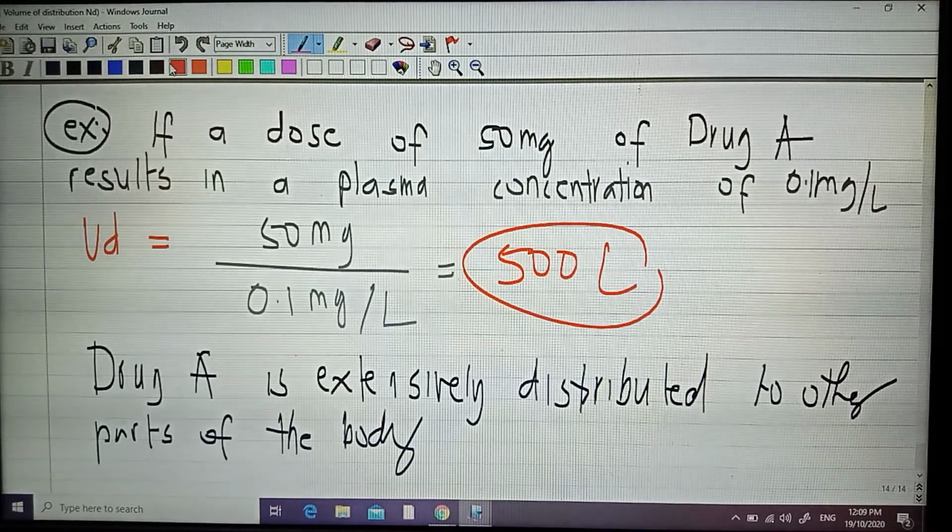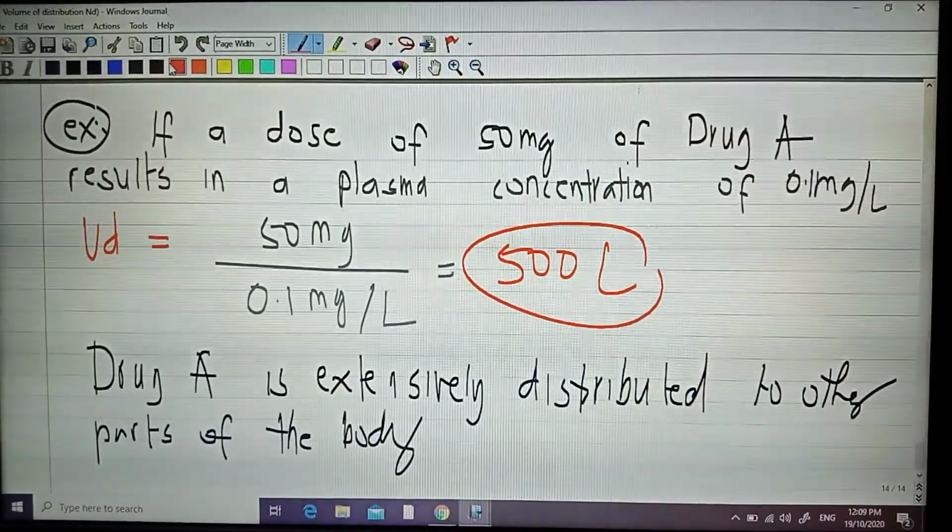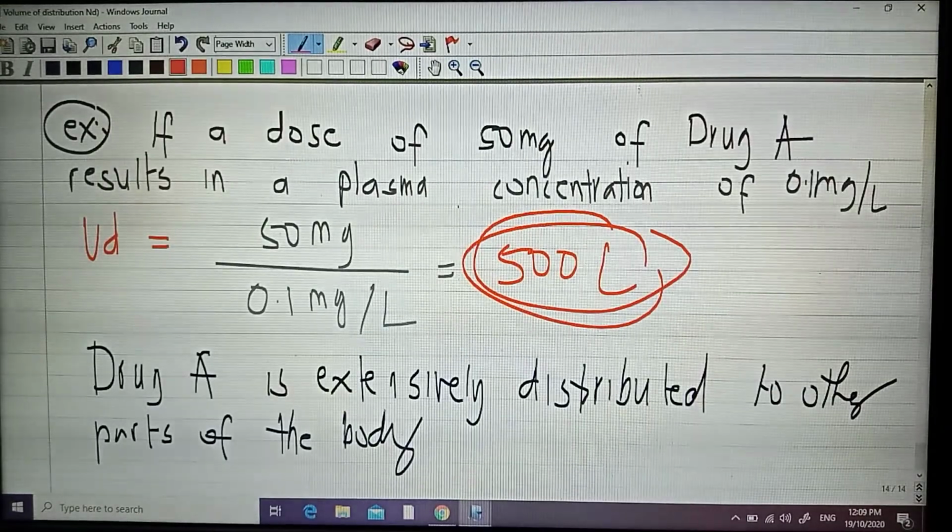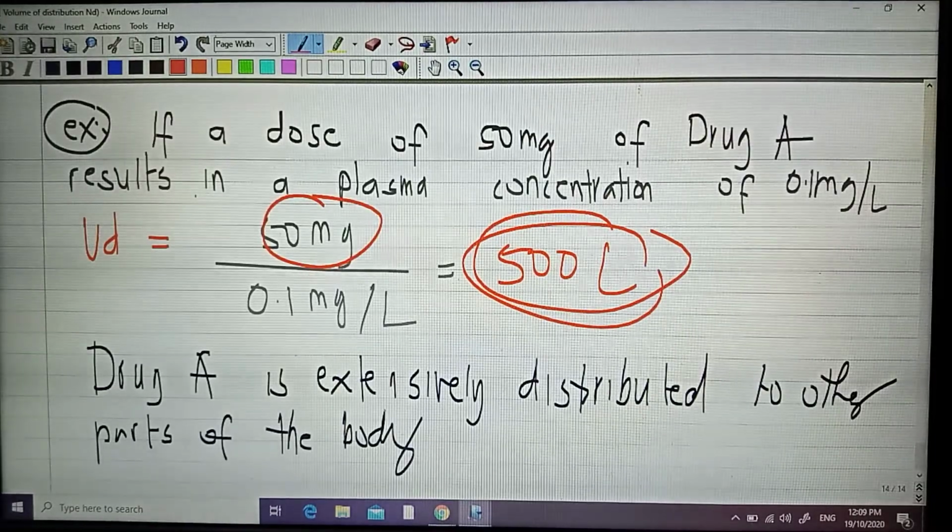It's because drug A is extensively distributed to other parts of the body. Remember again the reason: some drugs are distributed to the plasma, some are evenly distributed also to the rest of the body. So in this situation, ayan, yung 500 liters na yan, it is due to extensive tissue binding of drug A in the rest of the body. So if we add 50 milligram of drug A, resulting in a plasma concentration of 0.1 milligram per liter, conceptually this is the same as adding 50 milligram of drug to a single compartment of 500 liters.